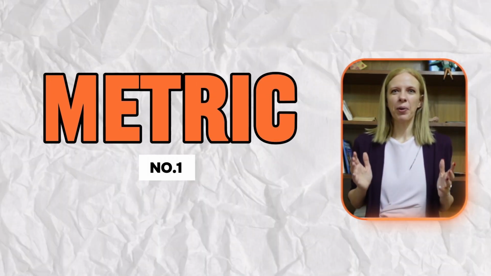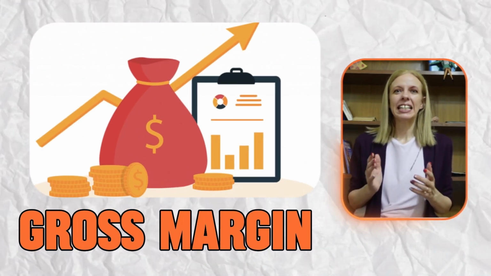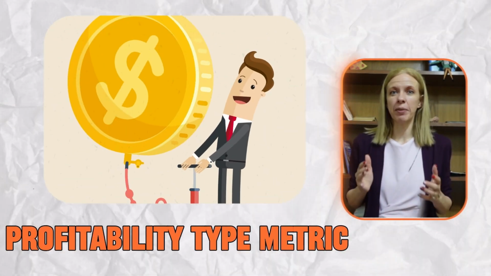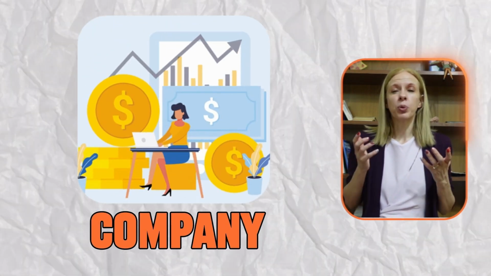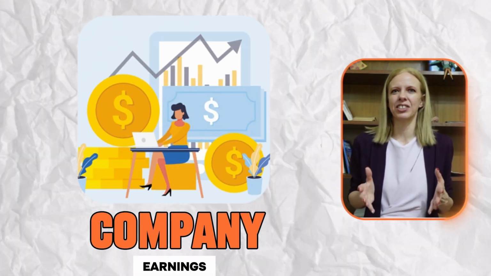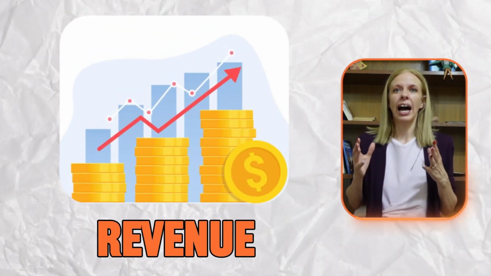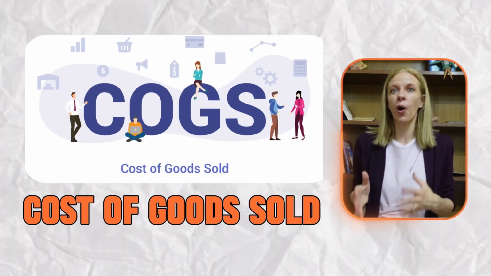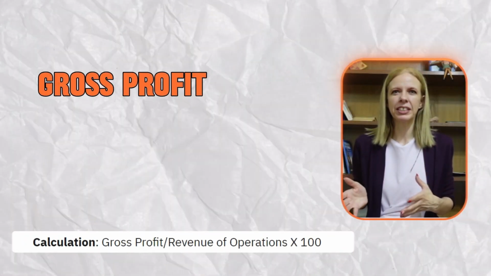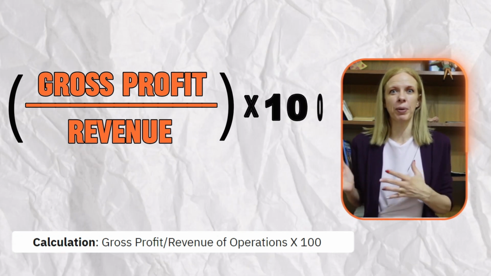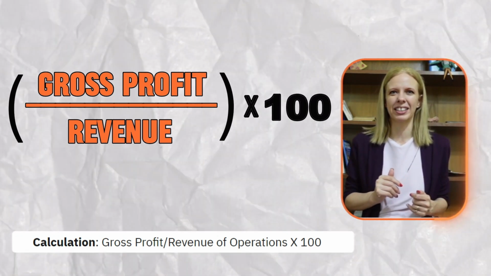Metric number 1, gross margin. It is a profitability type metric and it shows the ability of the company to generate earnings considering revenue and cost of goods sold, or COGS. The calculation is gross profit divided by revenue of operations times 100.